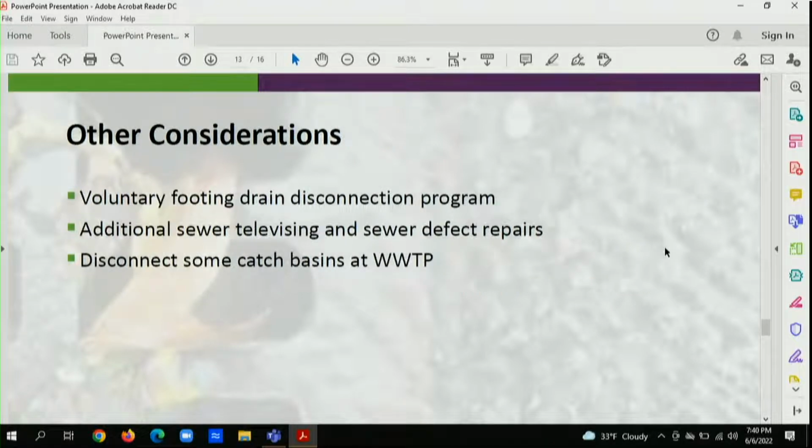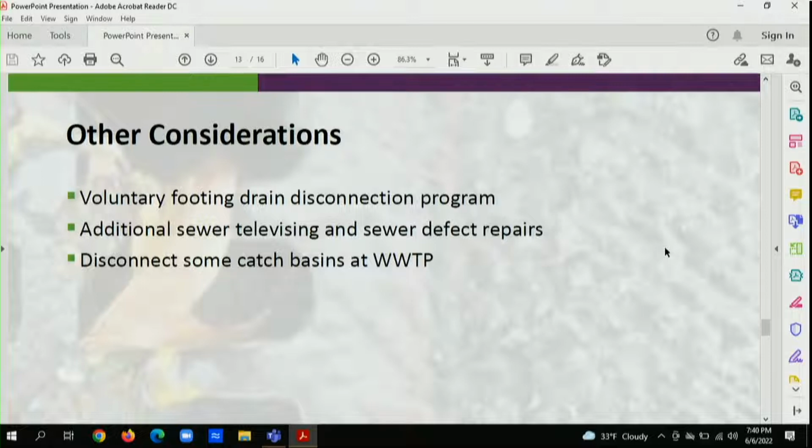Just other things to think about. No system is free of I&I. I think that's a goal you'll never get to, but footing drains do make up a big part of it in any older community. Some have elected to have footing drain disconnection programs.